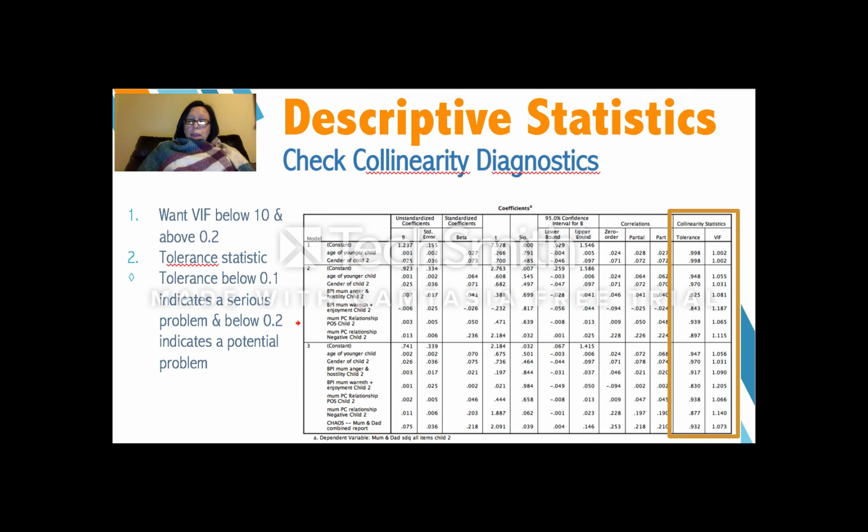So if you take the average of the VIF values and it is not substantially greater than 1, then there's also no cause for concern. Your tolerance below 0.1 indicates a serious problem, and tolerance below 0.2 indicates a potential problem, and your tolerance scores in this data set are all above 0.2, so there are no problems with multicollinearity.